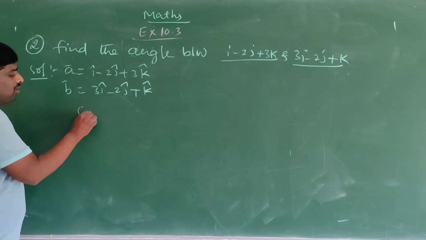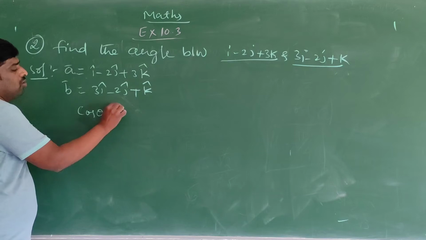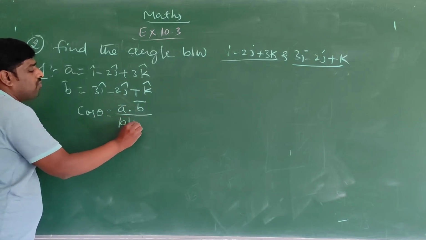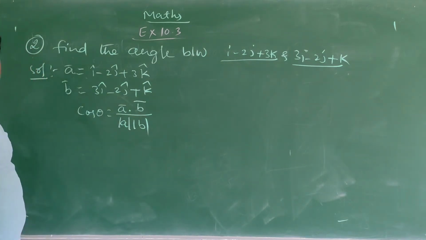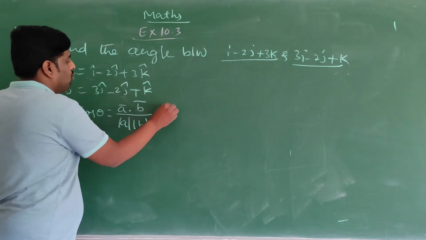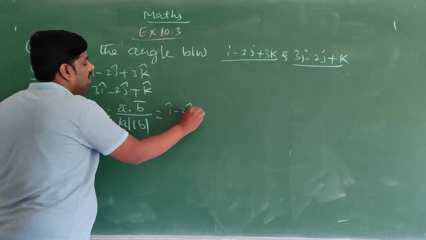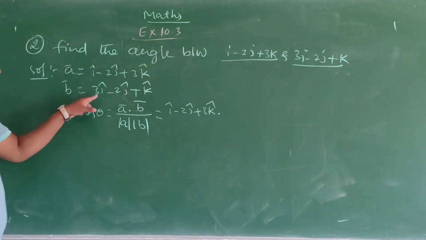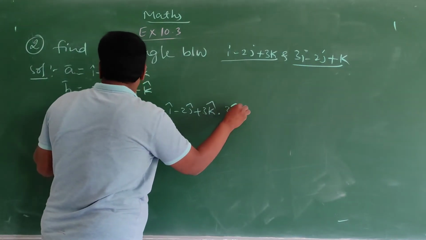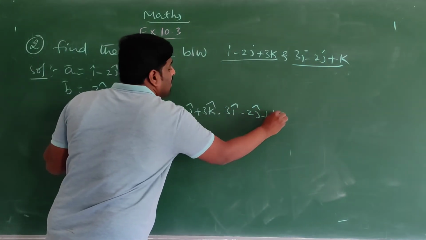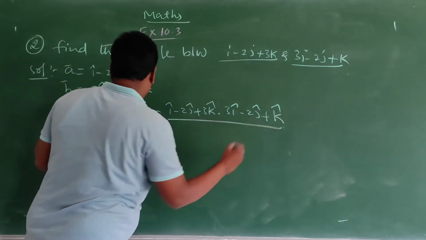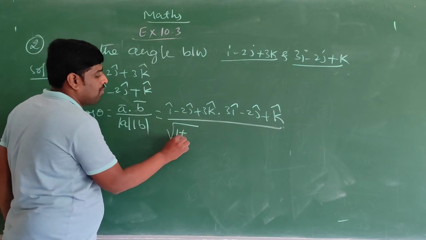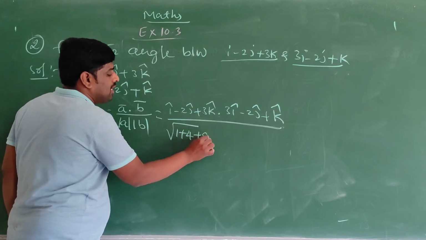What is the formula? Cos theta equal to A bar dot B bar divided by magnitude of A bar, magnitude of B bar. So what is A bar? Substitute i cap minus 2j cap plus 3k cap dot B bar, which is 3i cap minus 2j cap plus k cap, divided by magnitude of A bar, that is square root of 1 plus 4 plus 9.